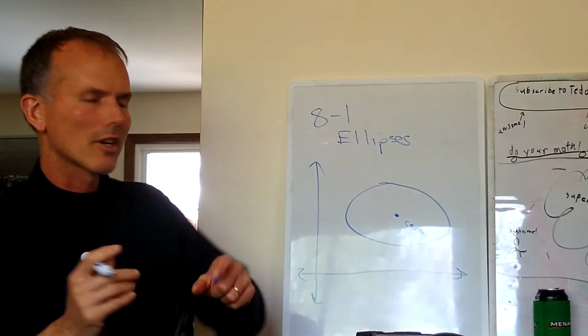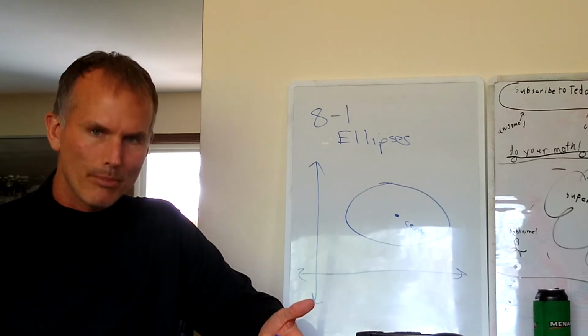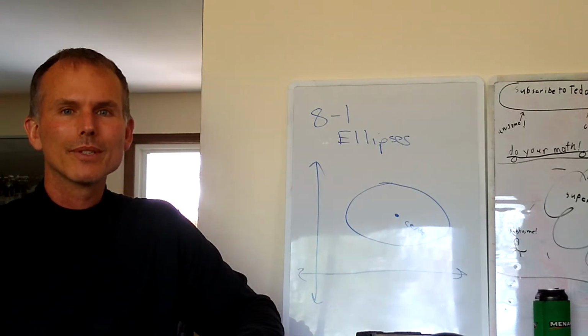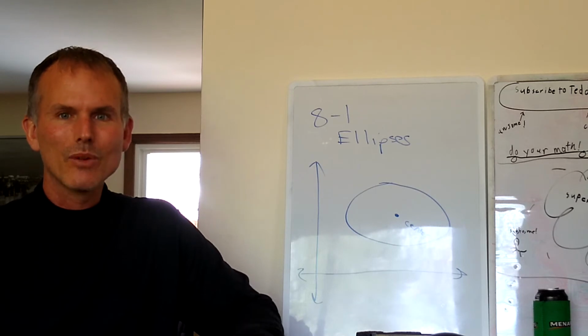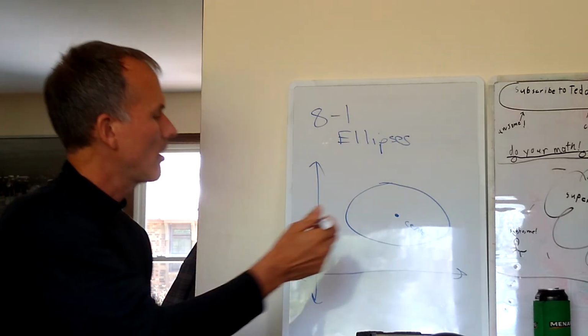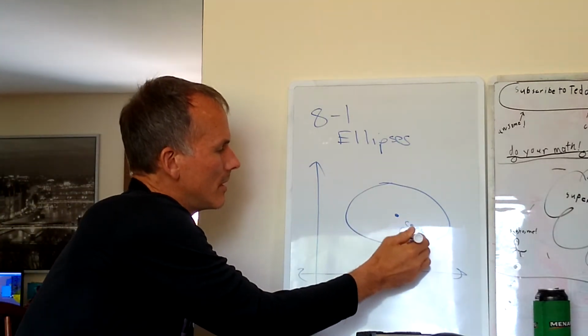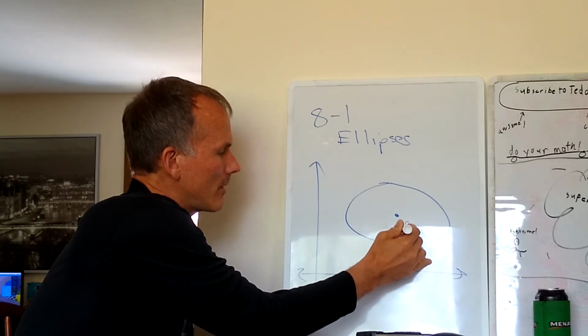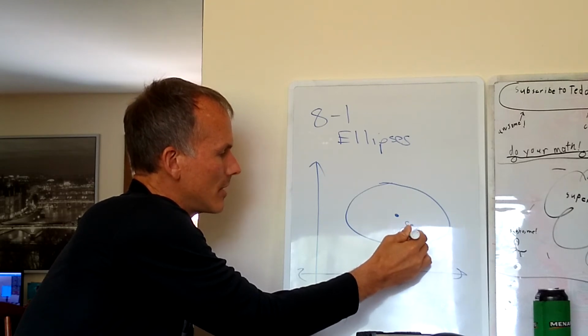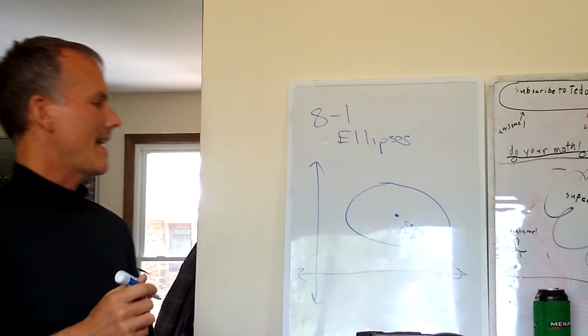Now, the coordinates of the center. The center is a point, and it's on an x-y coordinate plane, so it's going to have an x and a y coordinate. And we call those coordinates, we call the x coordinate h and the y coordinate k.